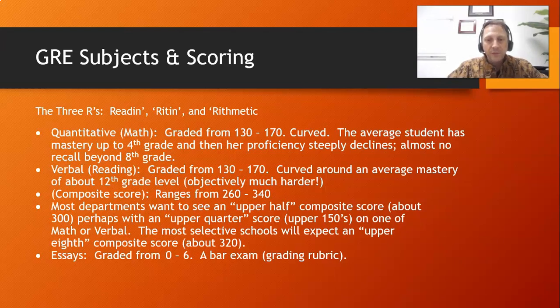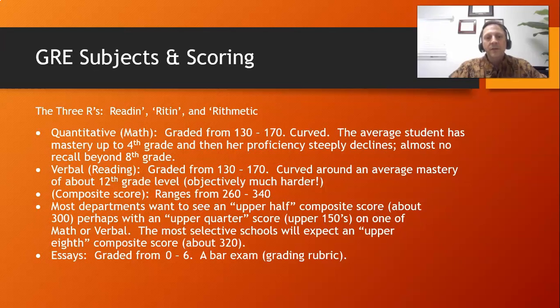The most selective schools, which are, of course, most students' favorites, are going to be more selective than that. They will usually expect their candidates to be in about the upper 1/8 of the curve before they'll even really take them seriously. So if you are applying to an Ivy League school or a UC, then you'll probably want to expect a composite score of about 320 before you have a strong chance of acceptance.